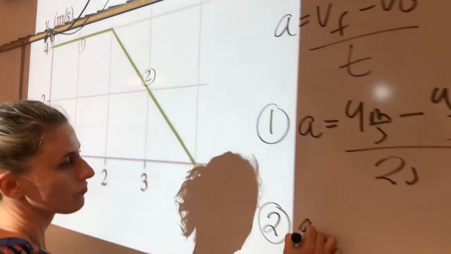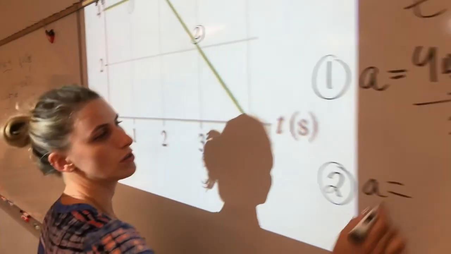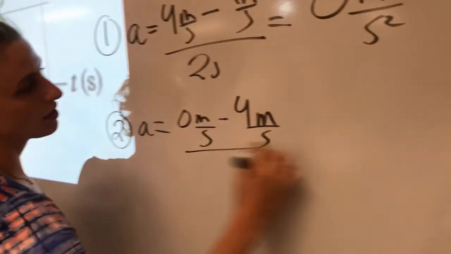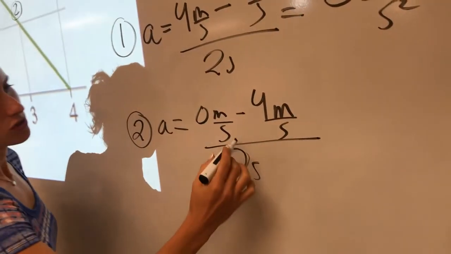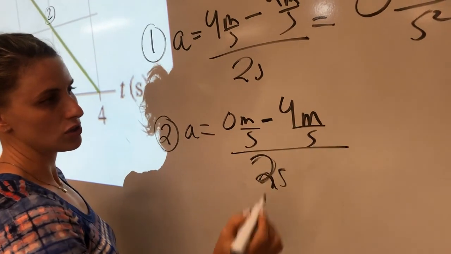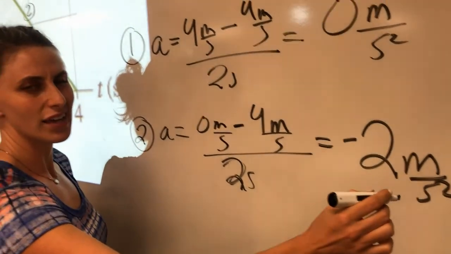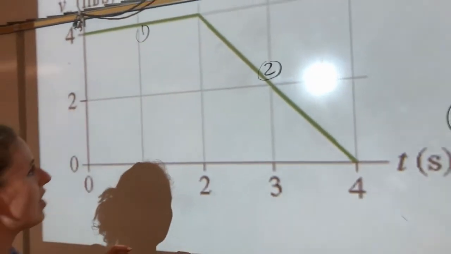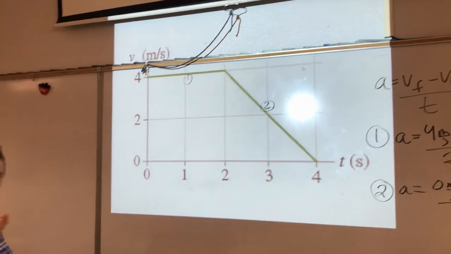Second one. Here we go. Velocity final is 0 meters per second minus 4 meters per second. And how much time was this? 2 seconds again. So I have a negative 4 divided by 2. That should be negative 2 meters per second squared. Negative? What does that mean? It means this line's going down. Okay, it's negatively accelerating, it's slowing down. Kind of like when you're in your car and you put the brakes on.